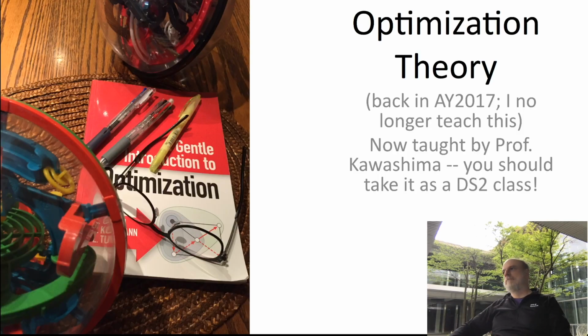But, all right, maybe you're interested in computers, or maybe you're interested in business. Those are two things that people here at SFC are commonly interested in. Both are influenced by a field of mathematics called optimization theory. I used to teach this class. Now it's taught by Professor Kawashima here at SFC. You should take it, and it would count as your Data Science 2 class as well. So it's a good class to take.